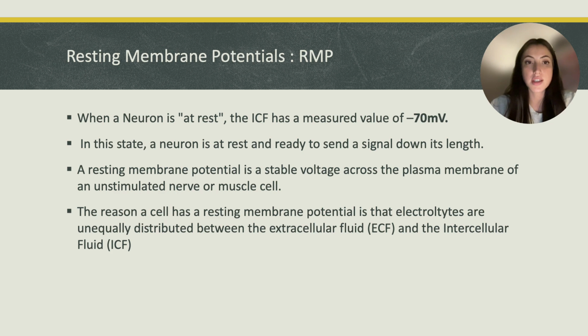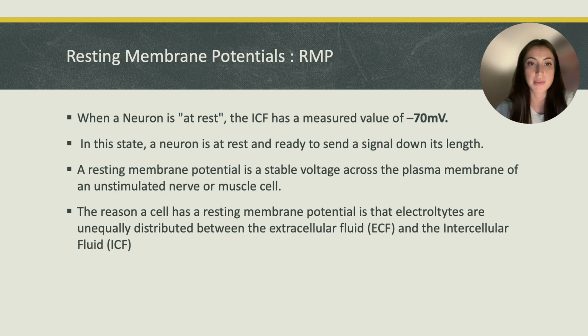So the first state that I'm going to talk about is the resting membrane potential. This is a state of being when a neuron is at rest and the intercellular fluid has a value of negative 70 millivolts. In this state, it's at rest and it's ready to send a signal down its length.